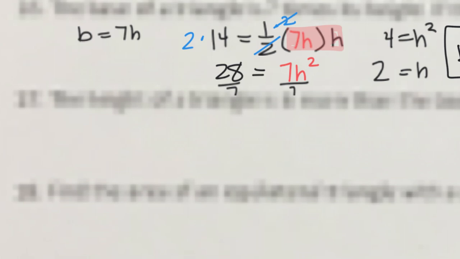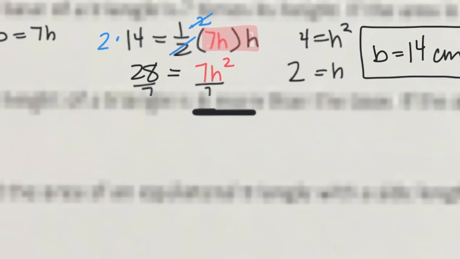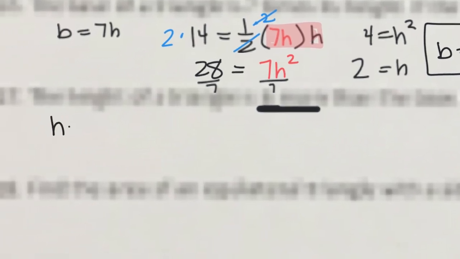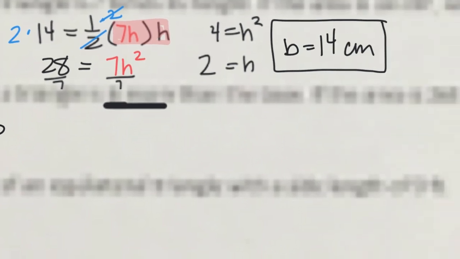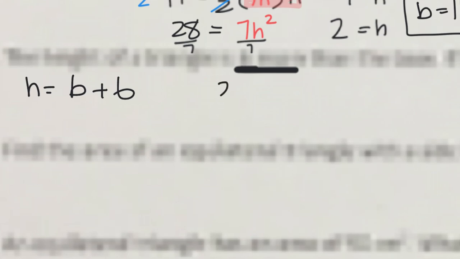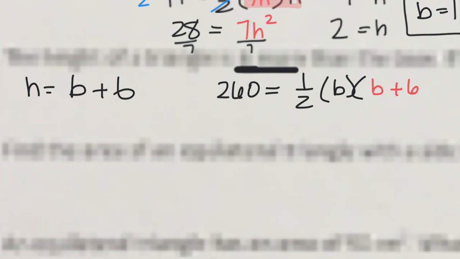This says the height of a triangle is 6 more than the base. More than, that's a plus. The height is 6 more than the base: b plus 6. The area is 260. Okay, 260 equals 1/2 of base, which is b, times the height, which is b plus 6. So I am replacing the height in this problem because I have height equals.